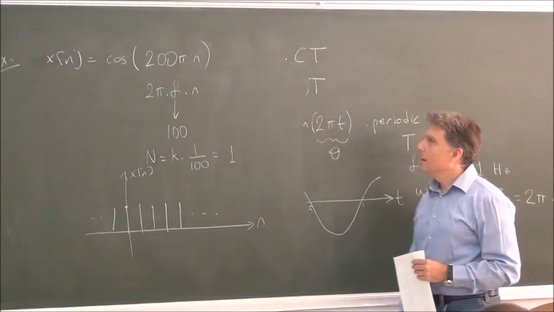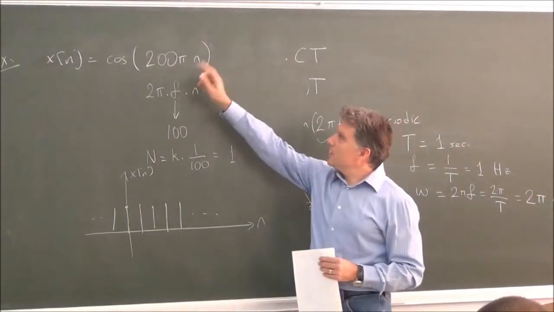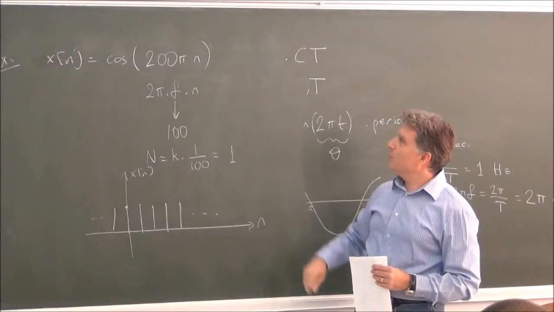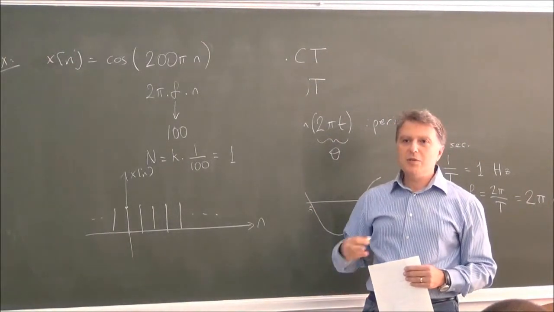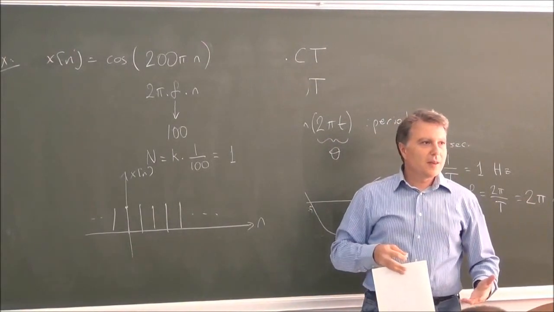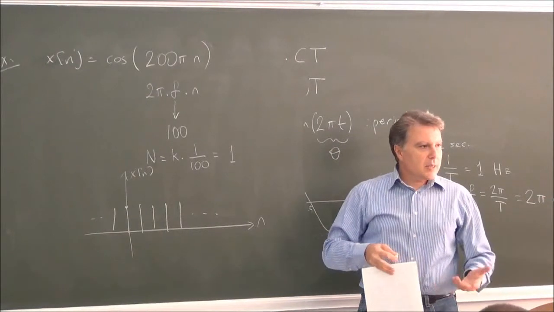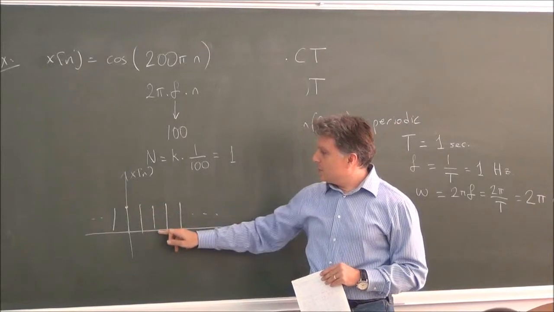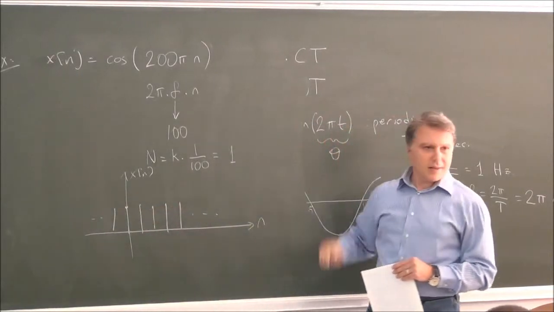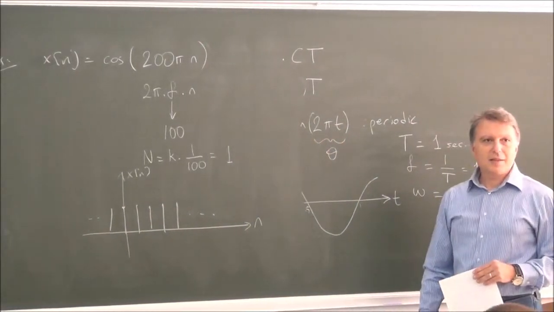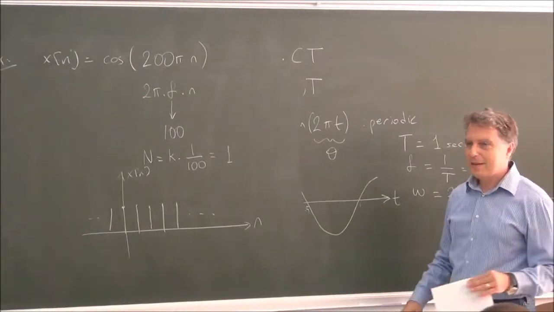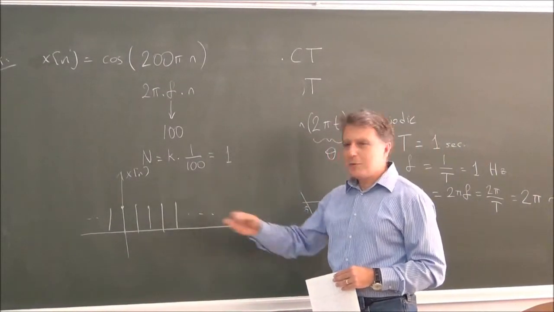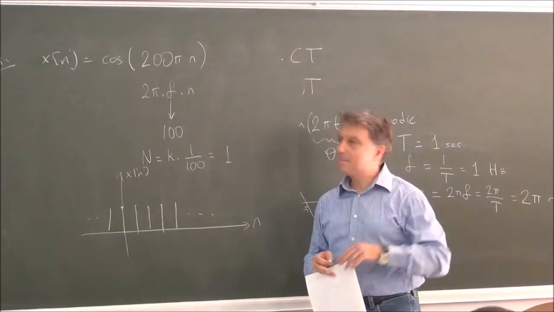1. Like this. When n is equal to 0, it is cosine 0. When n is equal to 1, it is cosine 200 pi, which is an integer multiple of 2 pi. So cosine 2 pi is the same as cosine 0, which is 1. So at 1, it is 1. At 2, it is 1. At 3, it is 1. This is a nonsense signal. Right? It's not even periodic, it is constant. A periodic signal with period 1 is a constant signal, flat.